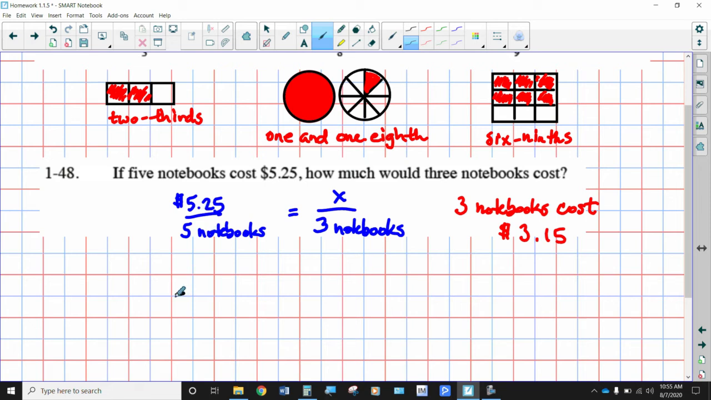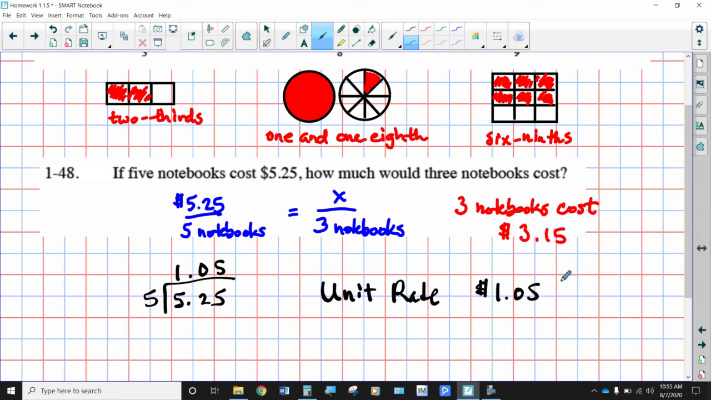And so if you chose to find the unit rate and use that to help us solve the problem, you could. So 5 of them cost $5.25. So that means that each one of these would have to cost $1.05. So that would be the unit rate. $1.05 per notebook. So now you multiply that times 3, and that's how you get your $3.15 for 3 notebooks.